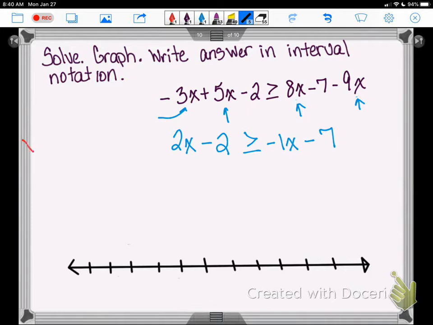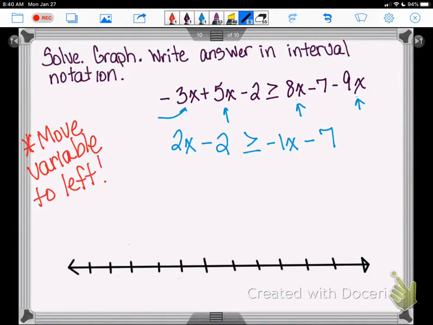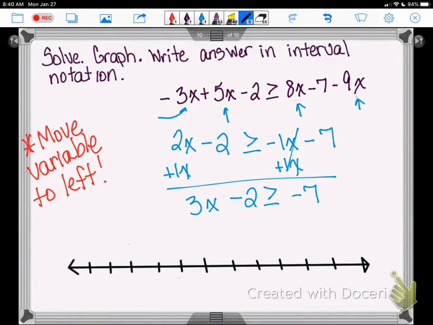Now, one of the things that I want you to get in the habit of doing is move variable to the left. Move the variable to the left. Okay? So I'm going to add 1x to both sides. If I subtracted 2x from both sides, I would still be okay and I would still be mathematically correct, but it makes the graphing a lot more difficult.